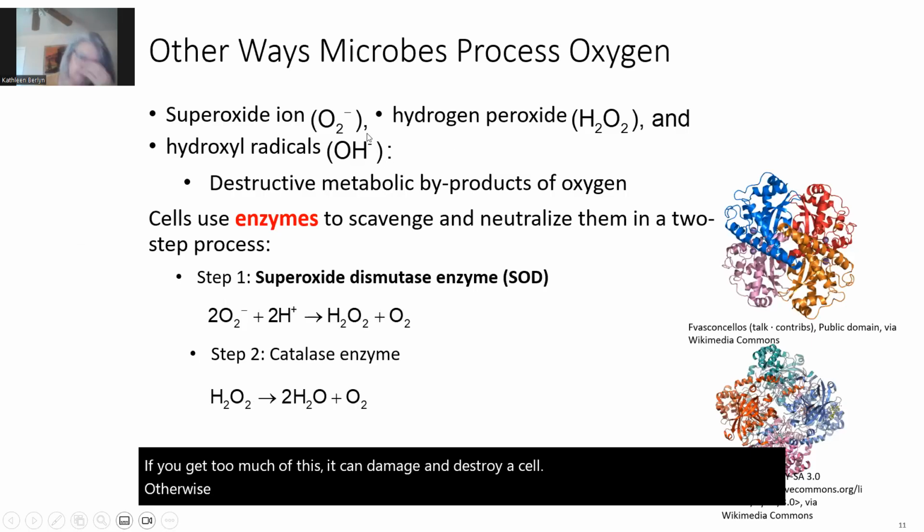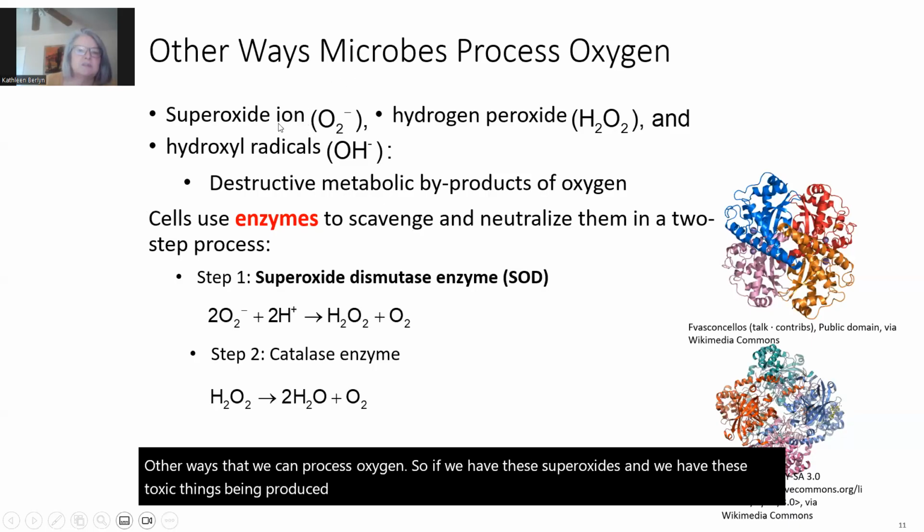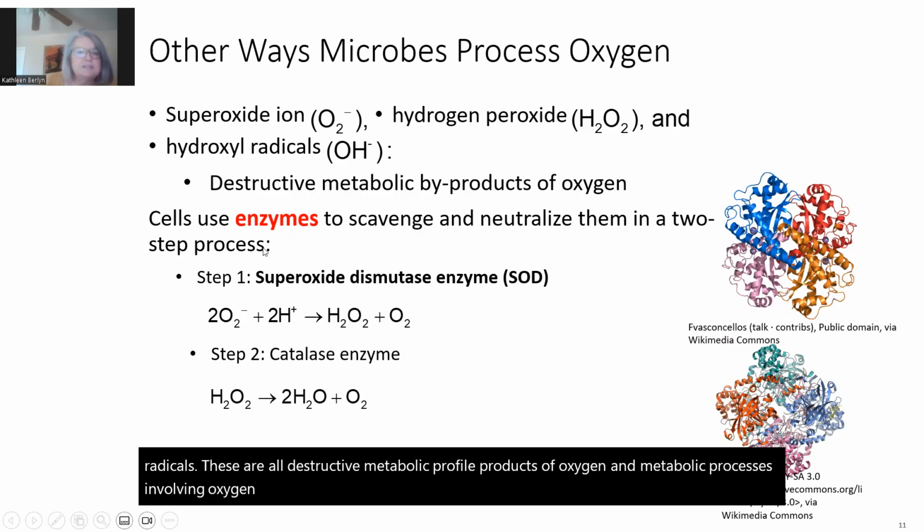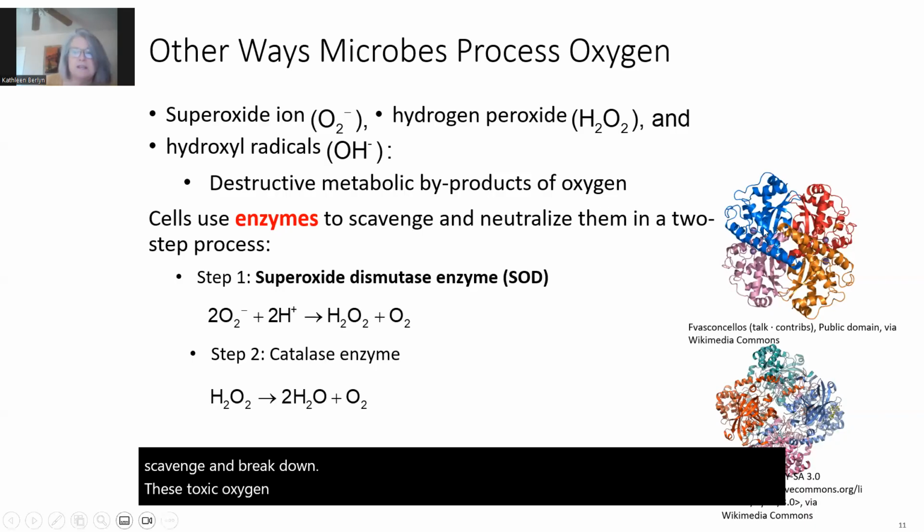Other ways that we can process oxygen: if we have these superoxides and toxic things being produced, either superoxides or hydrogen peroxide and hydroxyl free radicals, these are all destructive metabolic byproducts of oxygen and metabolic processes involving oxygen. Fortunately, many cells, including microorganisms, have enzymes that are able to scavenge and break down these toxic oxygen byproducts. And these are just depictions of the two enzymes.